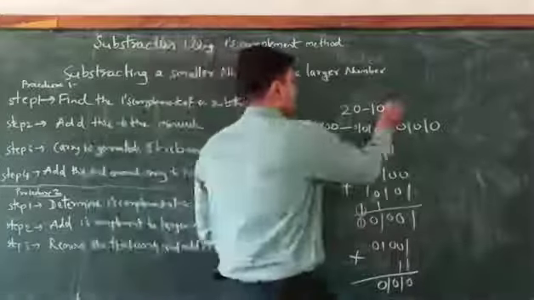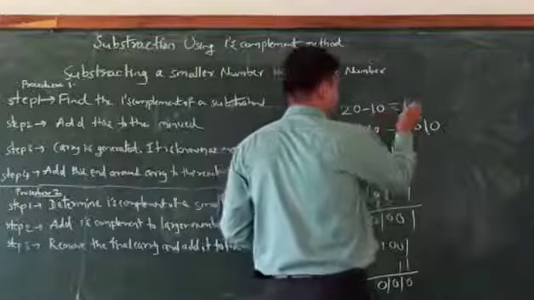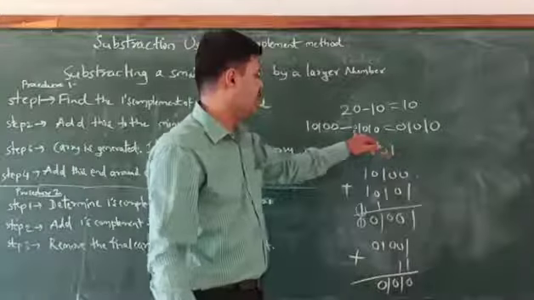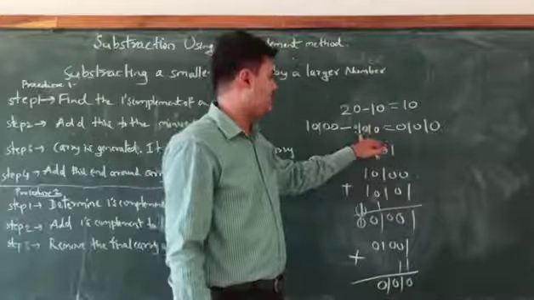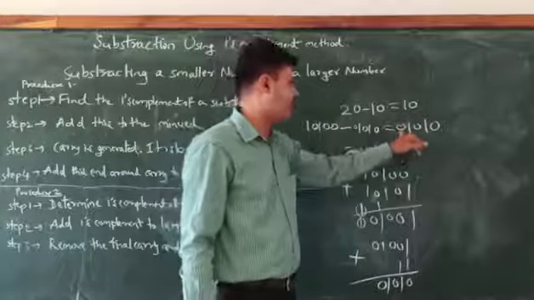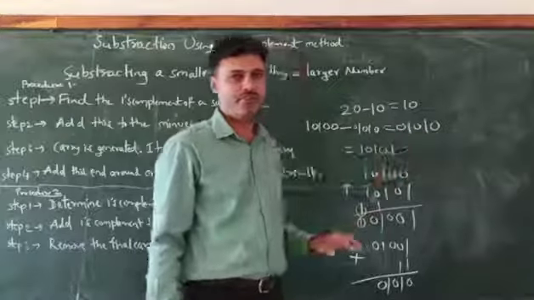Cross check. What is 20 minus 10? It means 10. Here 0 1 0 1 0. When we are converting 10 to binary, the answer is 0 1 0 1 0. That is the same, 0 1 0 1 0.